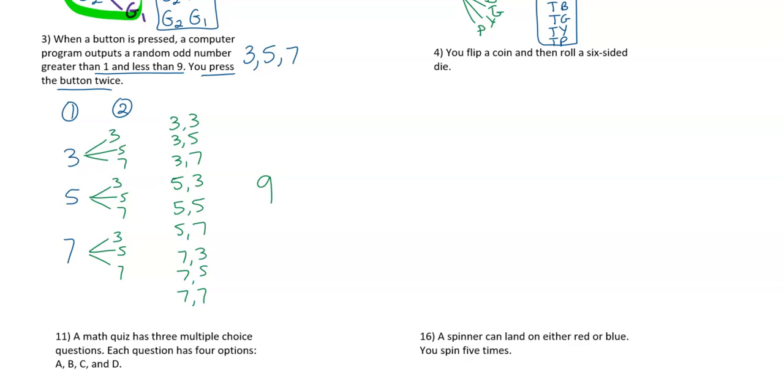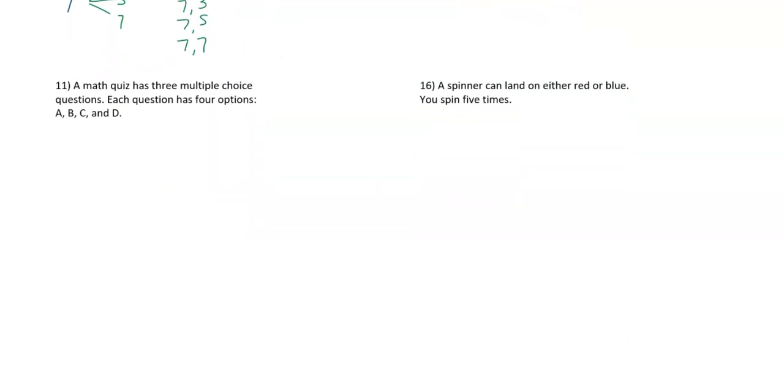Okay, let's do one more. Let's do number 16. 16 says a spinner can land on either red or blue, and you spin the spinner 5 times. So this means our tree diagram is going to have 5 separate branches. Each one of those is only going to have the letters red or blue.